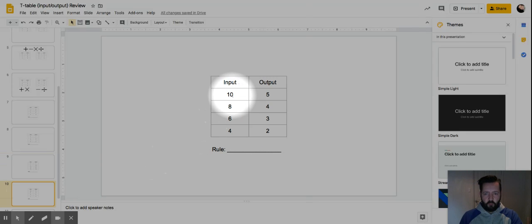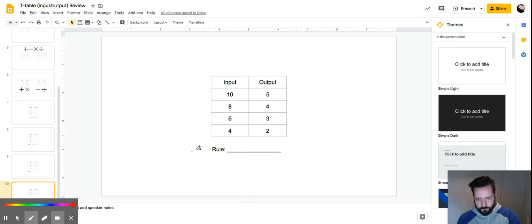Last example, we put in 10 and we get out 5. So if we try our go-to subtraction here, 10 minus 5 is 5. Yep, that works. But if we go 8 minus 5, that's 3, not 4. So this isn't a subtraction problem. This is a division problem. And what do we have to divide 10 by to get 5? 2. That's right. So 10 divided by 2 is 5. 8 divided by 2 is 4. And so on we go. So that would be the last rule here. Divide by 2 is our rule.